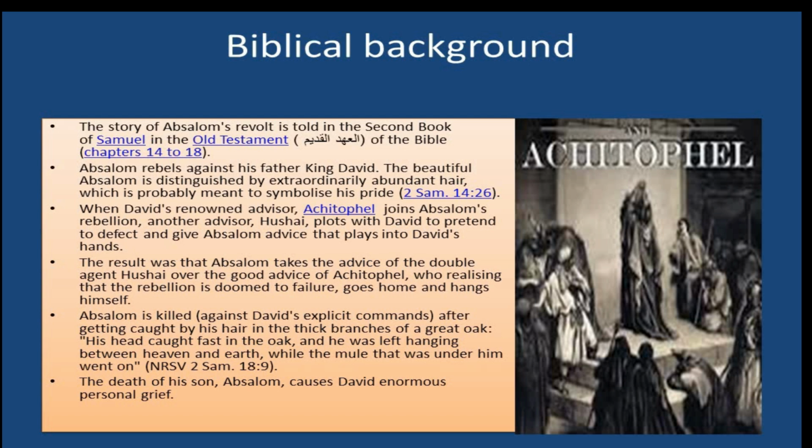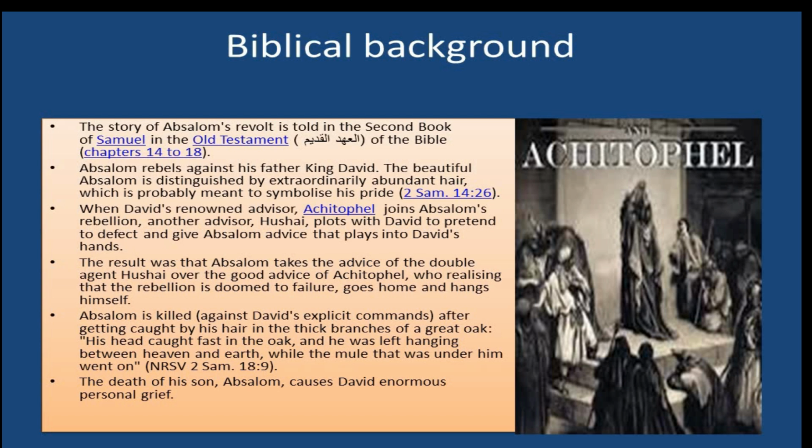Absalom, the son of King David, rebels against his father, King David. Absalom is very beautiful and was distinguished by his extraordinary abundant hair, which symbolizes his pride. King David has a famous advisor by the name of Achitophel. He joins Absalom's rebellion.